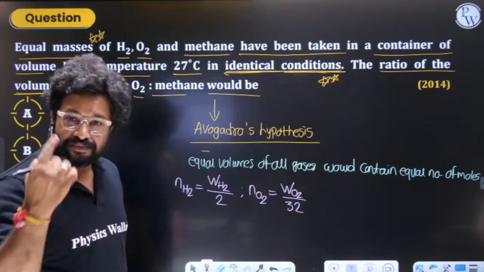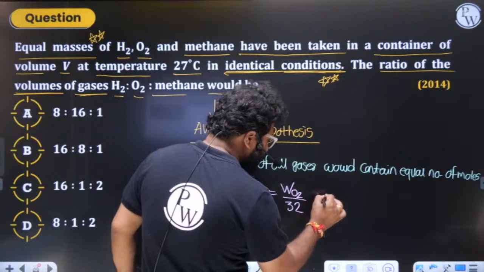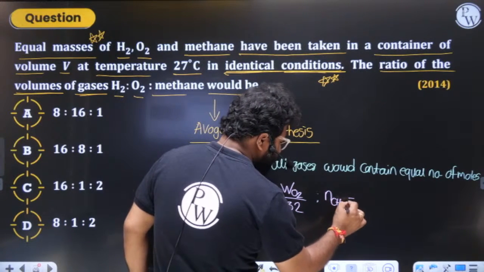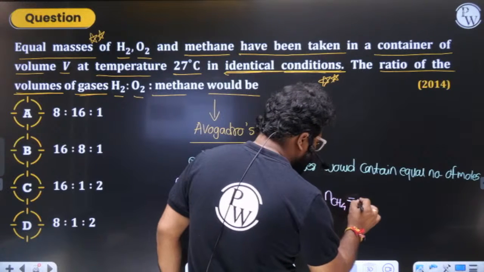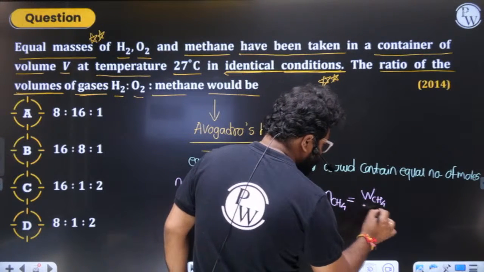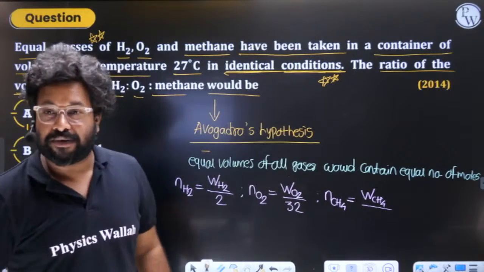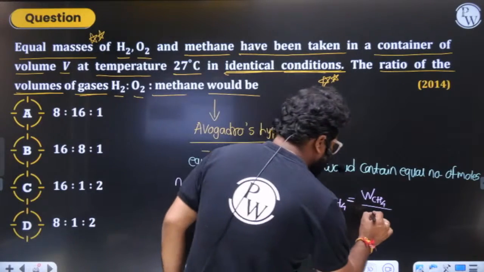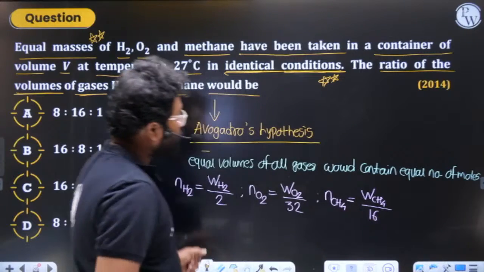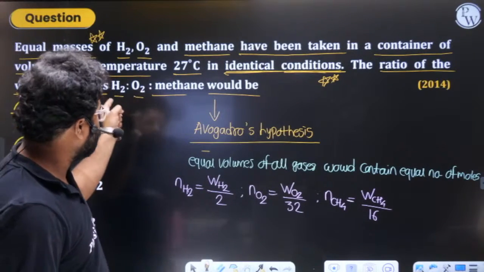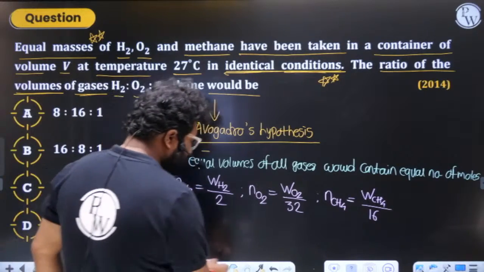Right? Lastly, number of moles of methane. For that, we need to take the weight of methane, W of CH4, divided by molecular mass of methane. What is the molecular mass of methane? It's 16 grams, right? So they have asked us the ratio of volumes of gases H2, O2 and methane. Now what would that be?